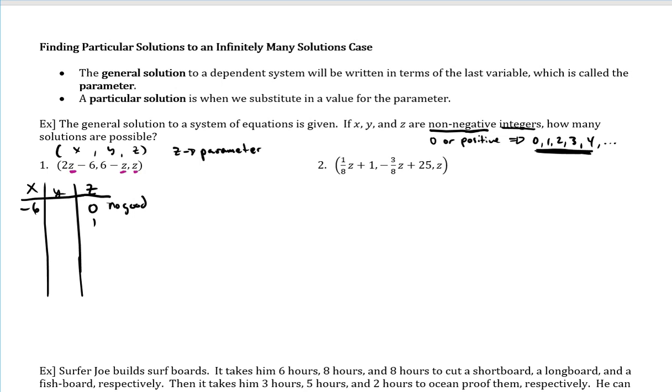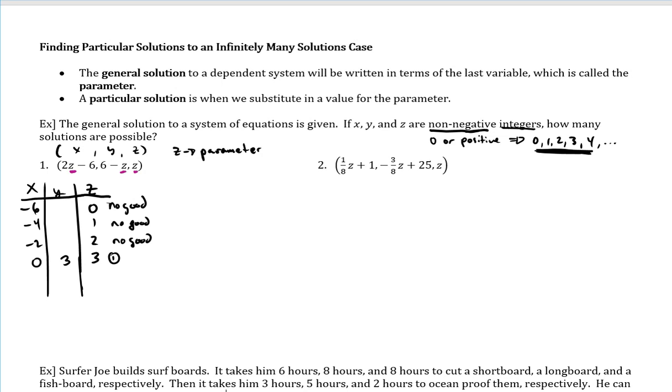Moving on, let's plug 1 in. If I plug 1 into z, 2 minus 6 would be negative 4. Again, no good. Keep moving on. If I plug 2 in, it looks like the pattern will continue: 4 minus 6 is negative 2. Still no good. When we plug 3 in, I would have 6 minus 6 is 0. Now that's looking okay. If I plug it into the y portion, 6 minus 3 is 3. So this is all good. These are 0 or positive whole numbers, so that means that's one of our solutions.